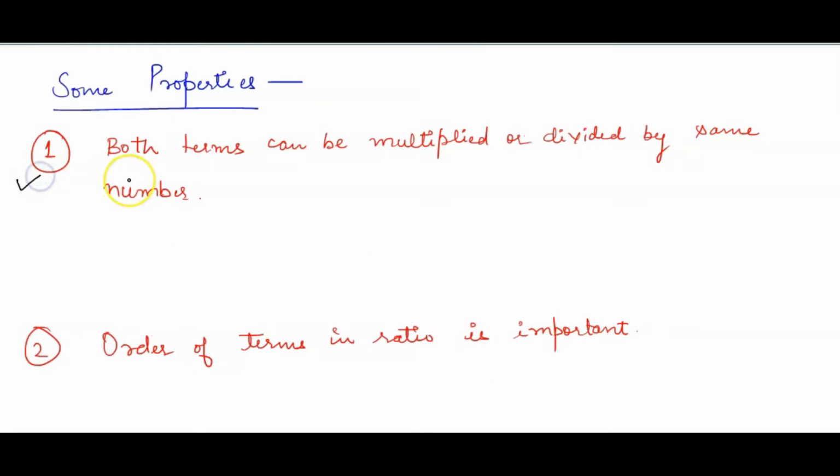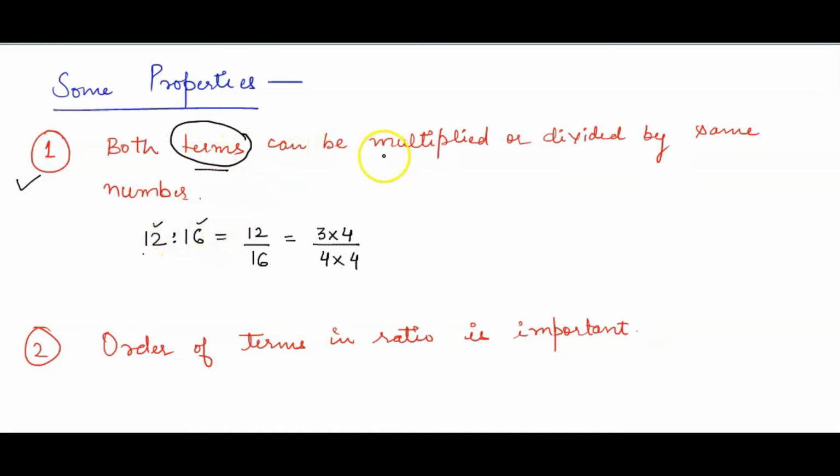The first one is that both terms can be multiplied or divided by the same number. Let's discuss with an example. Suppose you have 12:16, which can be written as 12 divided by 16. Further, 12 can be written as 3 into 4, and 16 can be written as 4 into 4. So what are the terms here? They are 12 and 16, because 12 is called the first term and 16 is called the second term.